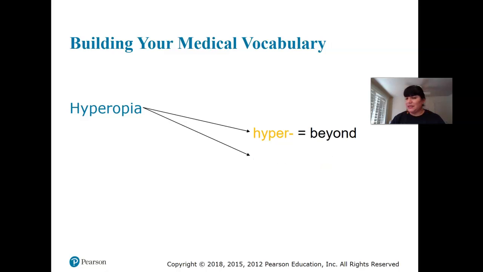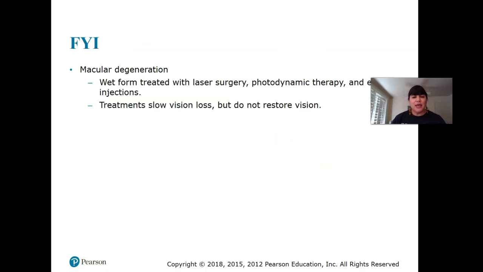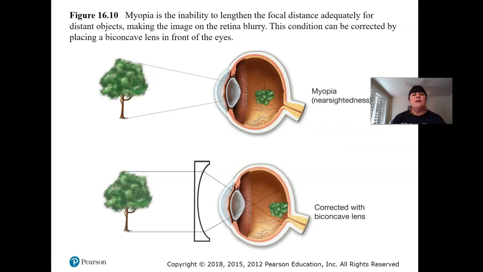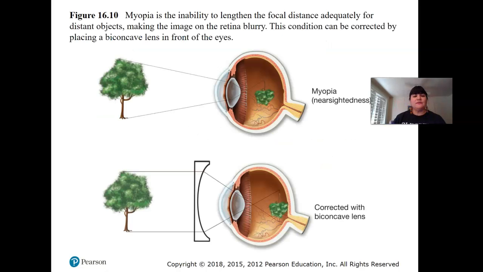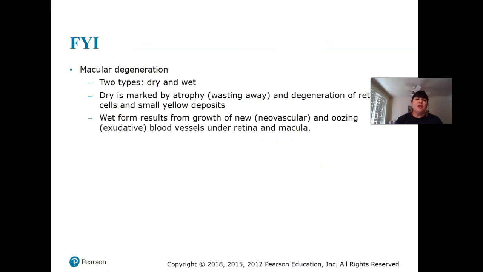Hyperopia, we're talking about farsightedness, and it looks like they don't have a picture. They do have a picture in the book. For farsightedness, hyperopia, it's on page 574. For myopia, it's on page 576.